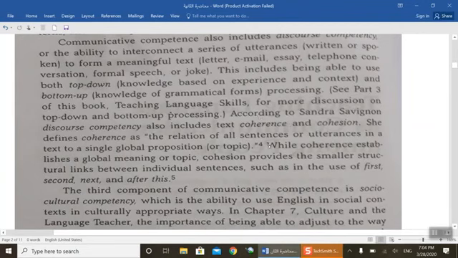Coherence is the relation of all sentences, all utterances, even the sentences inside the paragraph. They should be related to each other in a single text to a single global topic. Cohesion provides the smallest structural links between individual sentences.